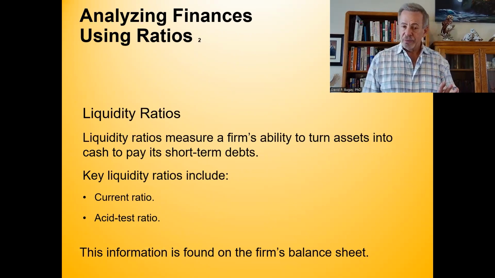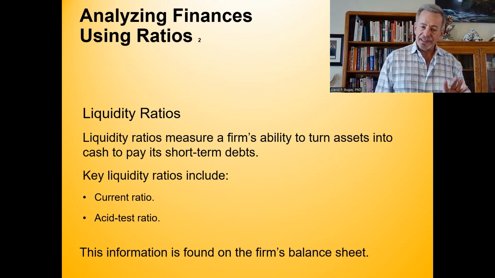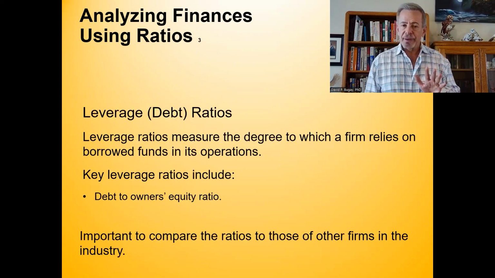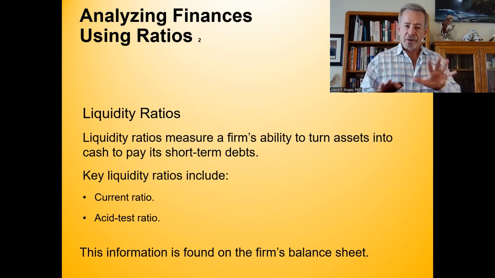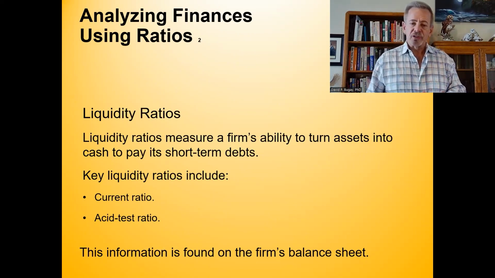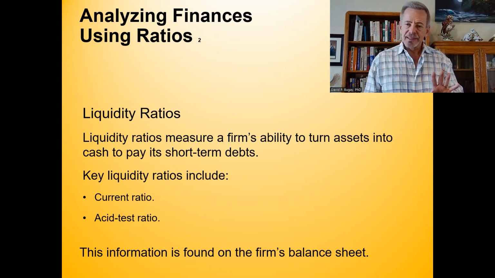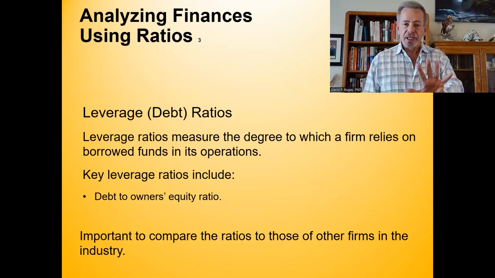We start with liquidity ratios. We want to see the ability to turn assets into cash to pay short-term debts. There's two that are out there. The main one that's mentioned all the time is your current ratio and then your acid test ratio. And we look on the balance sheet to find that. So the current ratio is a measure of how fast you turn your assets over. And the acid test is used by those that are deeply into finance. And so we'll look at that.